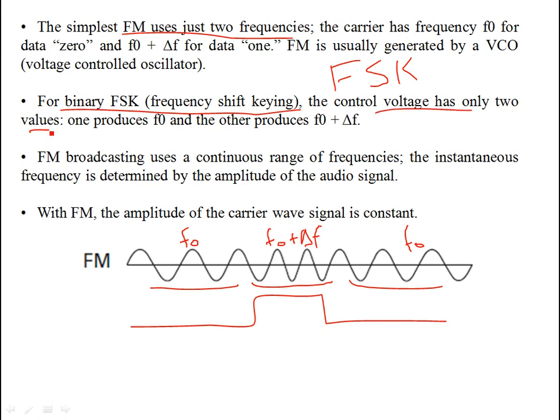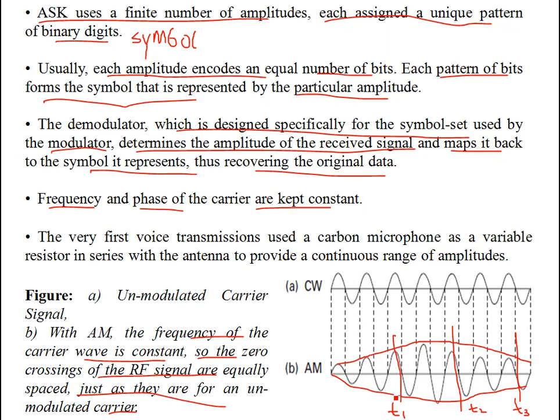Okay, so you have again finite states, two states of modulation. One produces f0 and the other produces f0 plus delta f when there is data. FM broadcasting uses a continuous range of frequencies. In continuous FM, the instantaneous frequency is determined by the amplitude, just like in continuous analog. For example, at time t1, t2, t3, the amplitudes vary continuously. It depends on what the amplitude of the message signal is, so that decides the shape or the envelope.